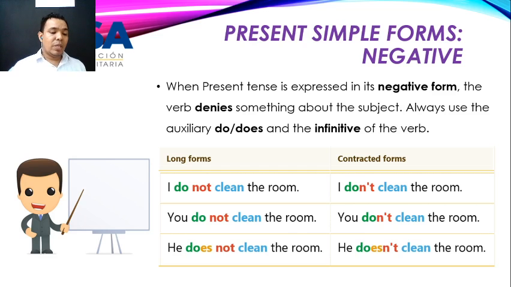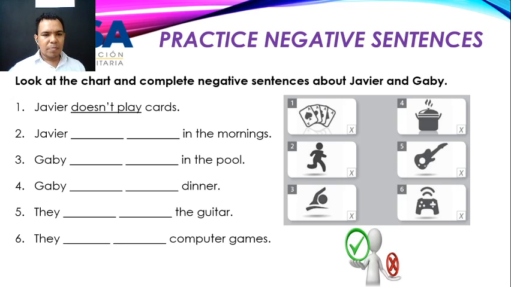Remember, the order of these words is important when we are saying negative statements. Maybe in Spanish it's not important, but in English it's very, very important and mandatory to use this structure for negative sentences. To practice a little bit more, we have this exercise. What's the idea? Try to identify the actions and complete the sentences with negative forms of these actions. Look at the chart, look at the images.